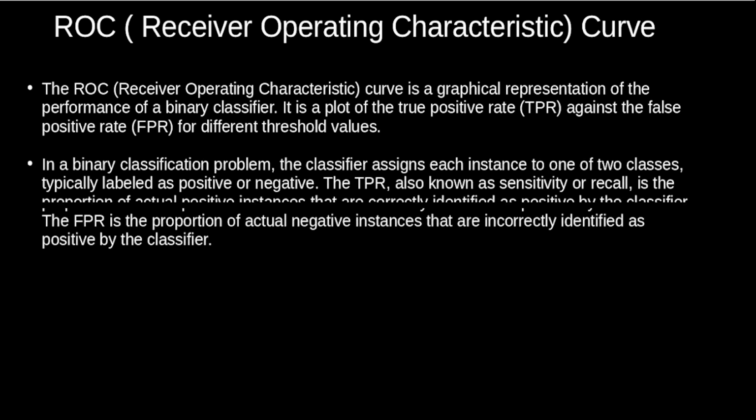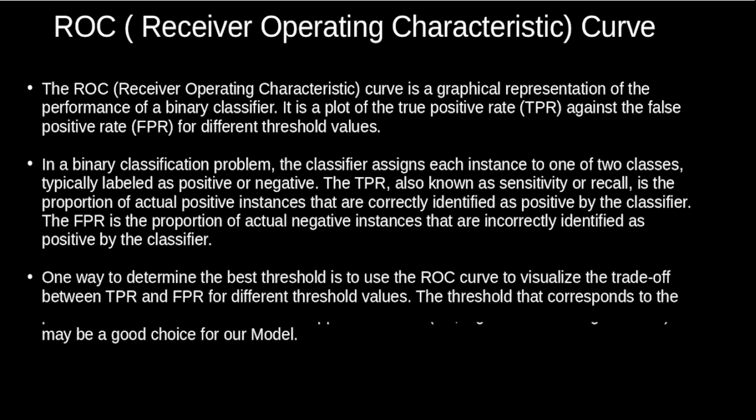In a binary classification problem, the classifier assigns each instance to one of the two classes, typically labeled as positive or negative. The true positive rate, also known as sensitivity or recall, is the proportion of actual positive instances that are correctly identified as positive by the classifier. The false positive rate is the proportion of actual negative instances that are incorrectly identified as positive by the classifier.